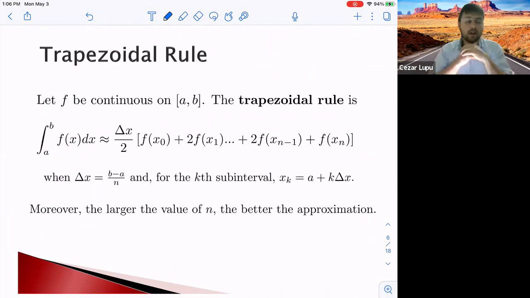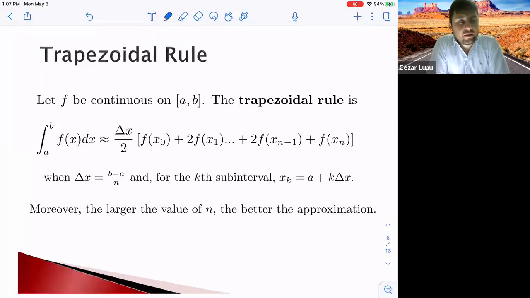It tells you that if I have a continuous function, a real valued continuous function defined on the closed interval [a, b], then we can approximate that integral. In other words, the integral from a to b of f of x dx is approximately the sum of all areas of trapezoids.